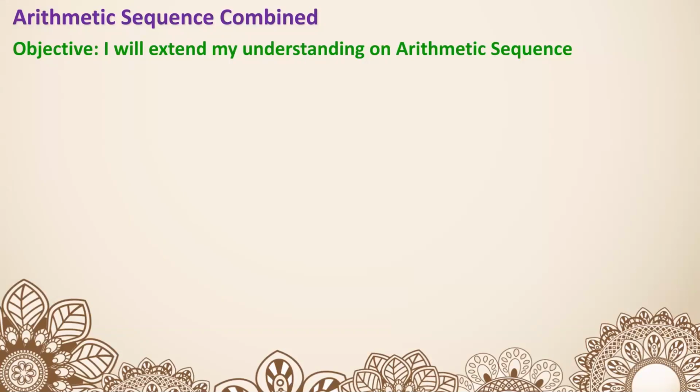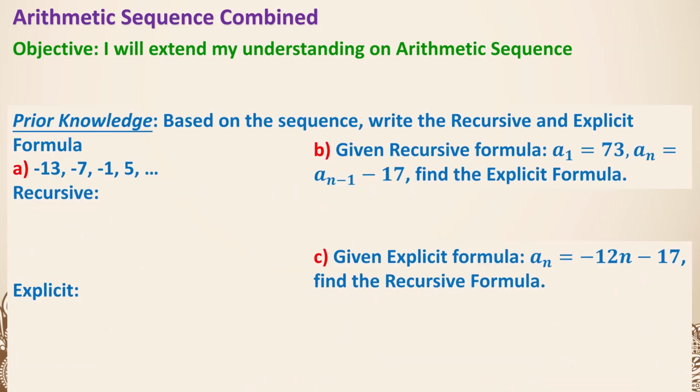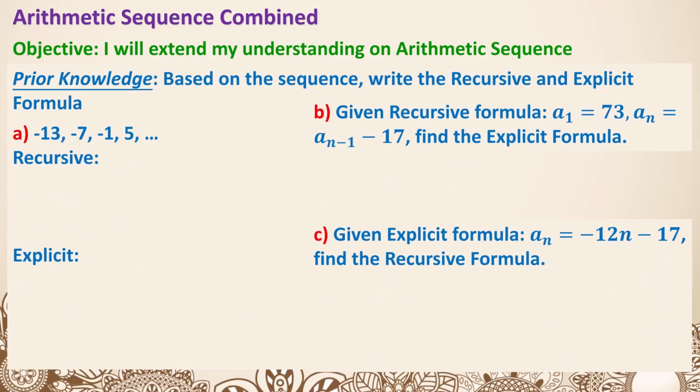In the last two lessons, we have learned about the arithmetic sequence and we have learned about the recursive formula and explicit formula. So in this lesson, we're going to combine them and work on some more complicated questions. But first, let's do a quick review. Prior knowledge. Based on the sequence, write the recursive and explicit formula.